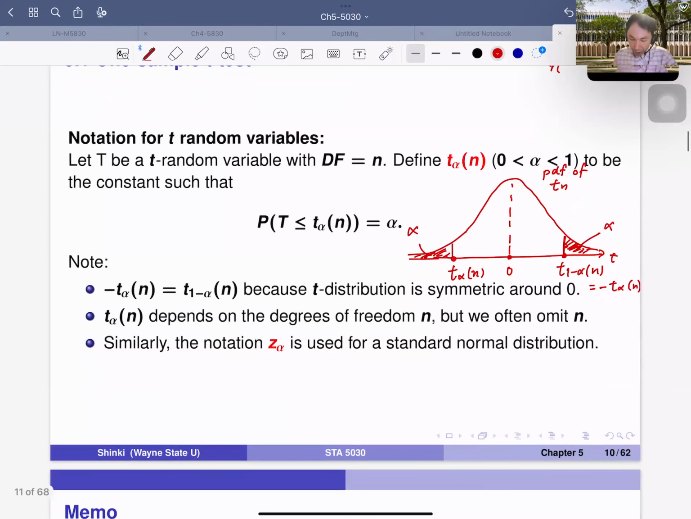And also normal distribution, we use the same notation. So this does not look normal. But if this area is alpha, then here is Z alpha.